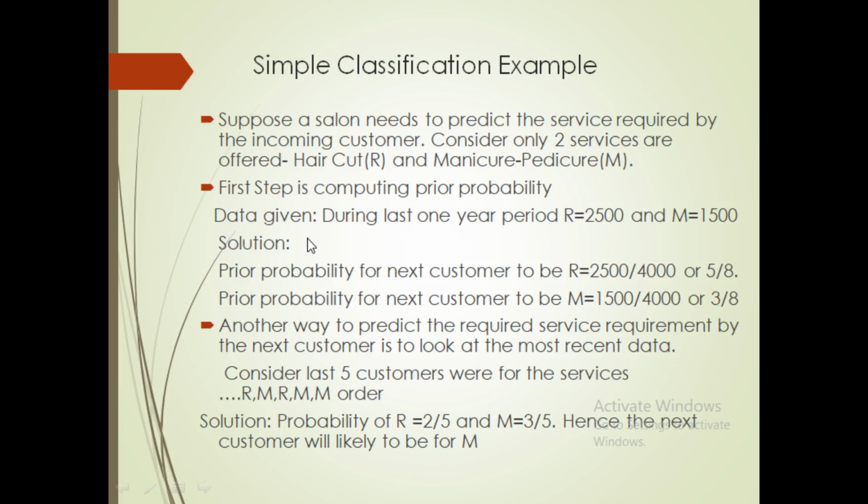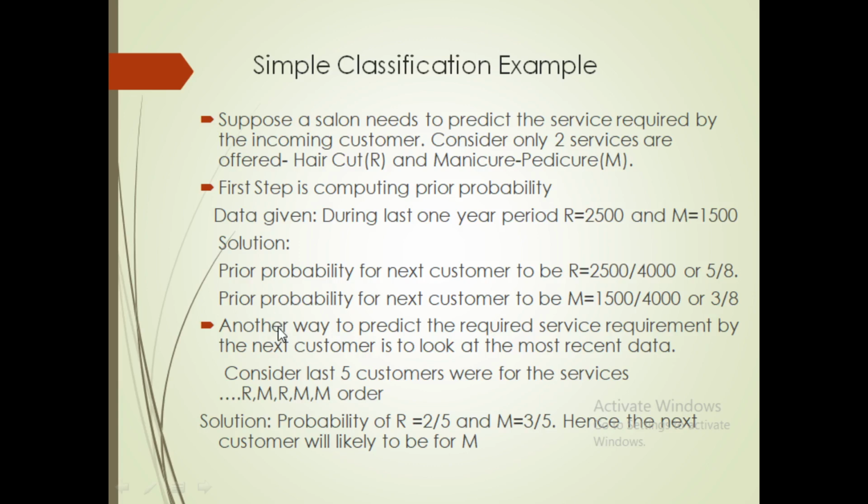How to solve this is, we'll find the prior probability for the next customer to be R, which is given by 2500 divided by 4000. R is known to us, that is 2500, and in the denominator we have 4000. 4000 is nothing but during the last 1 year total we have 4000 customers. When we simplify this, we will be getting 5 divided by 8. The prior probability for the next customer to be M is given by 1500 divided by 4000. If we simplify this, we will be getting 3 divided by 8.